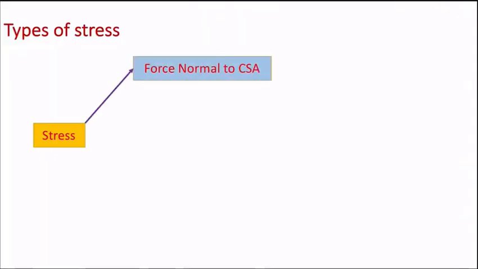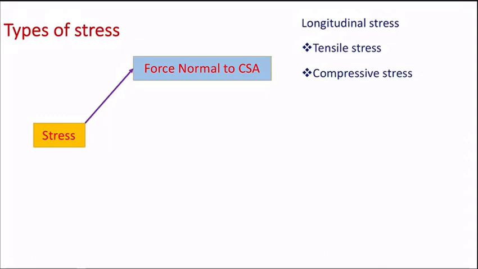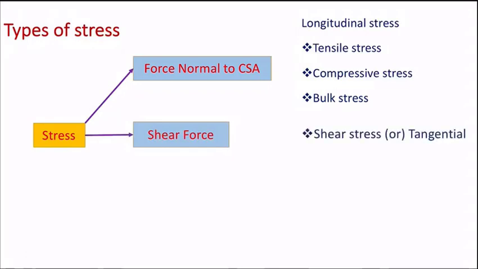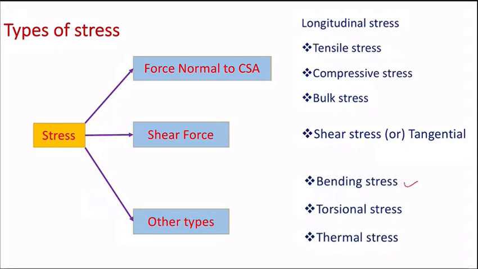Types of stress based upon force normal to the cross section are called longitudinal stress, tensile stress, compressive stress and bulk stress. These are the stresses created when the force is applied normal to the cross section. Shear stress or tangential stress is created when the force is applied parallel to the cross section. Other types of stresses are bending stress, torsional stress and thermal stress. Let's see one by one.